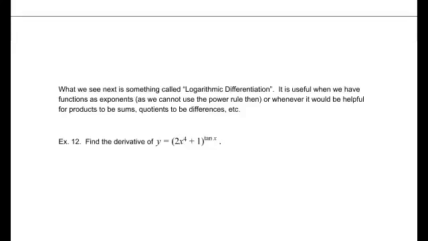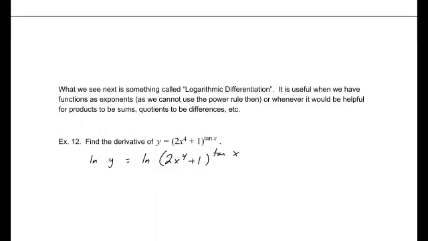Well, we need to get that tangent x, that function, out of our exponent. So what we do first is we take the natural log of both sides. So the natural log of (2x^4 + 1)^(tan x). Now, we can use log properties from here.